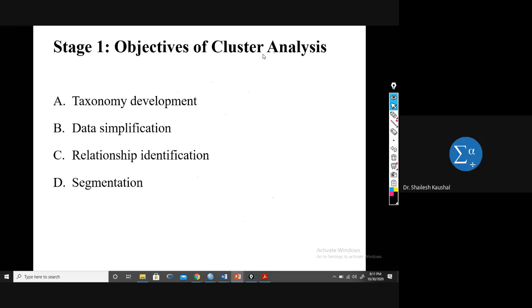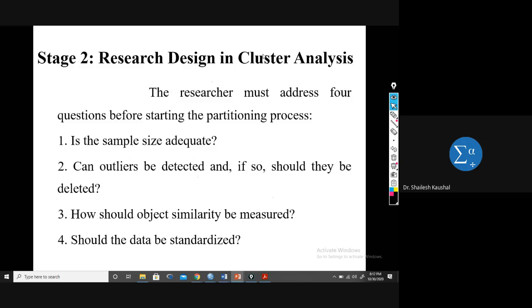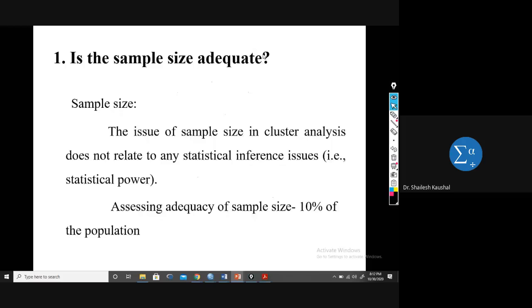The objectives of cluster analysis are basically taxonomy development, data simplification, relationship identification, and segmentation. So generally we use cluster analysis for segmentation purposes. We divide our objects, our products, our customers into particular segments. Now, is the sample size adequate?